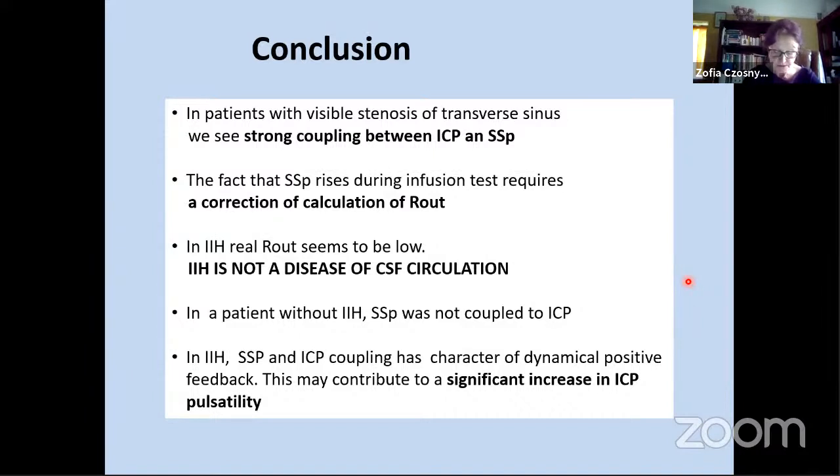The coupling between sagittal sinus pressure and ICP seems specific to a patient with IIH, not observed in other conditions. In IIH, sagittal sinus pressure and ICP coupling has a character of dynamic positive feedback. It may result in a significant increase in ICP pulsatility. Again, the dynamic aspect of IIH needs to be highlighted.